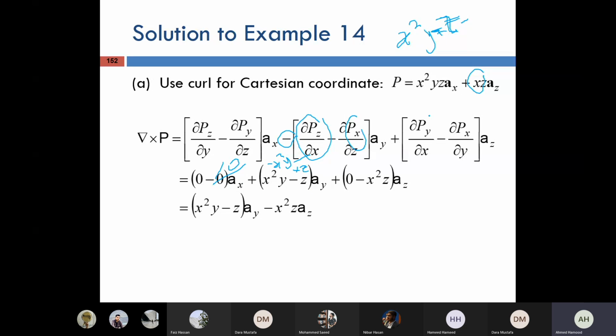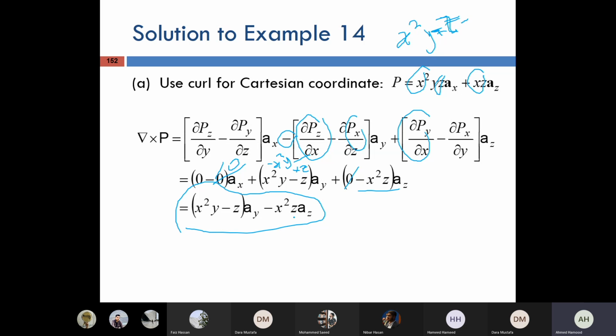Then for the last one, Bx is also 0, because we didn't have variable of y in x. Then you have Bx divided by the integration for z, y, which equals what? y, x square and z here. X square z. So at the end you will come out with the curl equation.